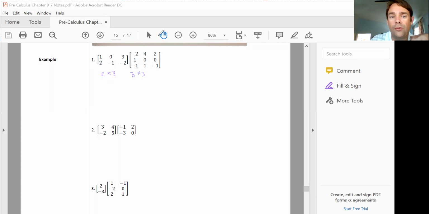In order to multiply two matrices together, all that has to be true is that the columns of your first matrix must be equal to the rows of your second matrix. If these are equal, then I can multiply these two matrices together. And the resulting matrix is going to be whatever those numbers are on the outside. So when I get done multiplying, my resulting matrix is going to be a 2 by 3.